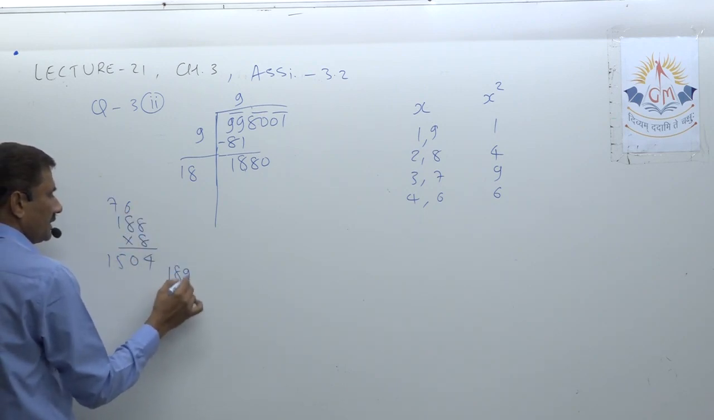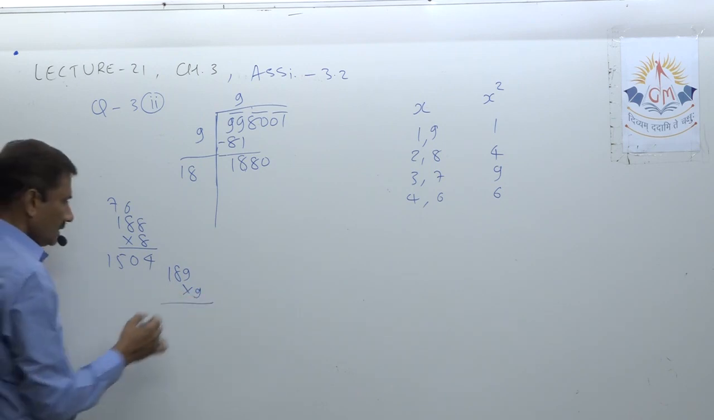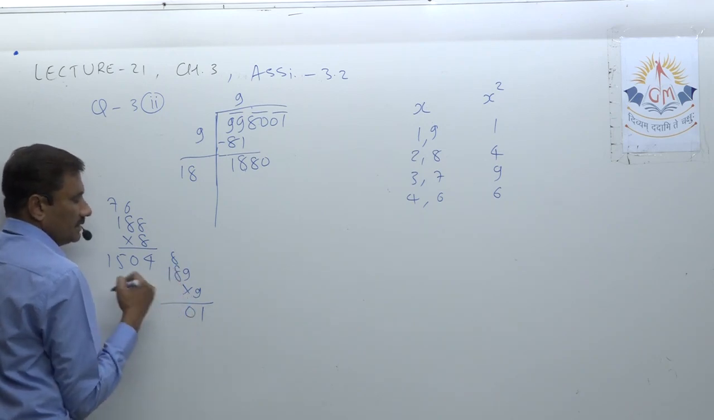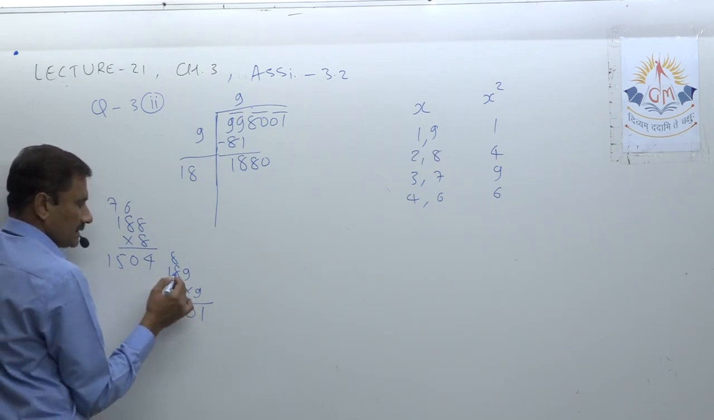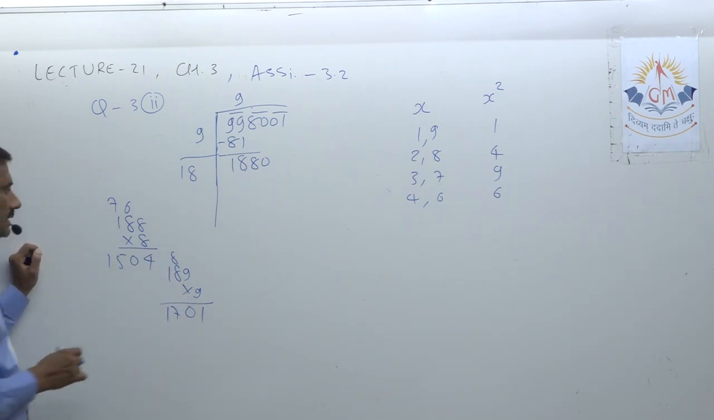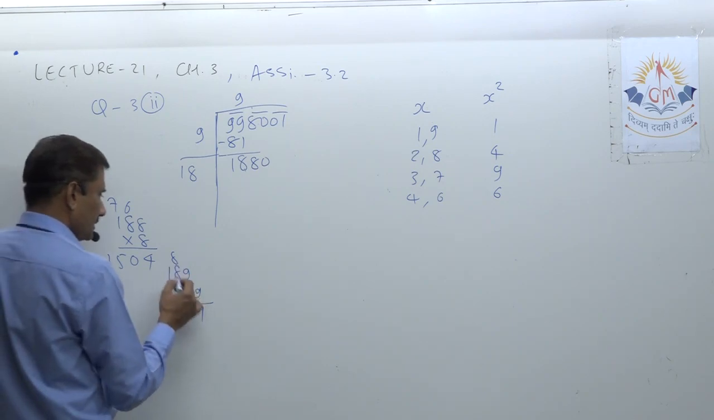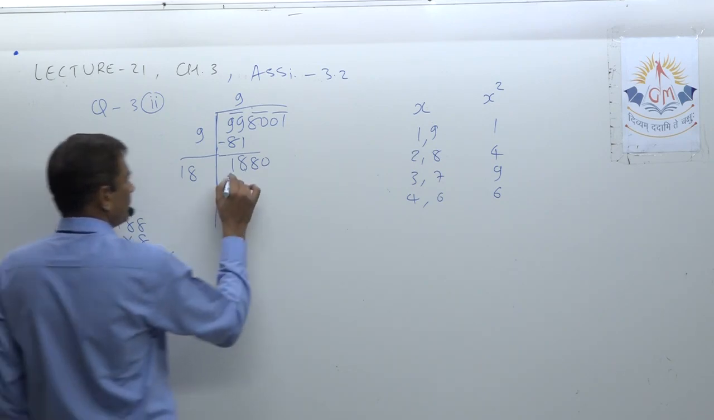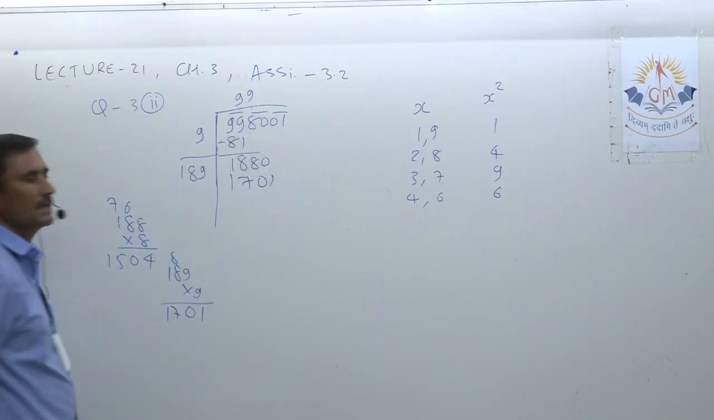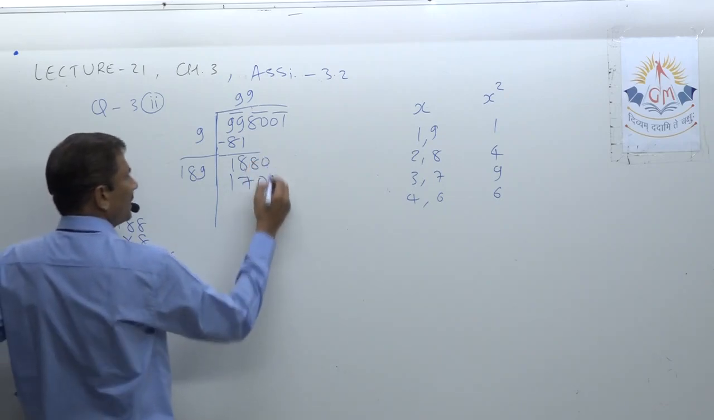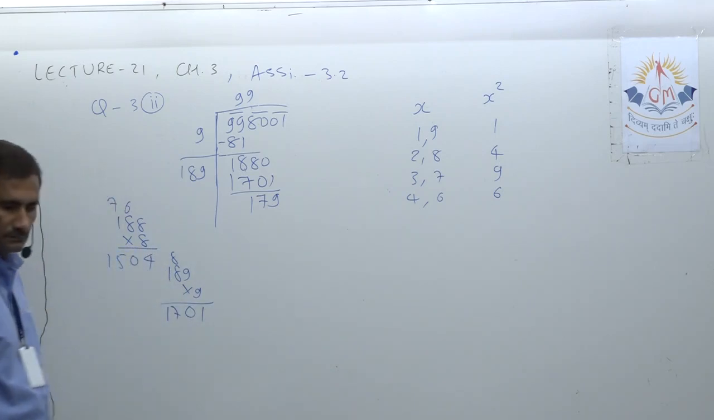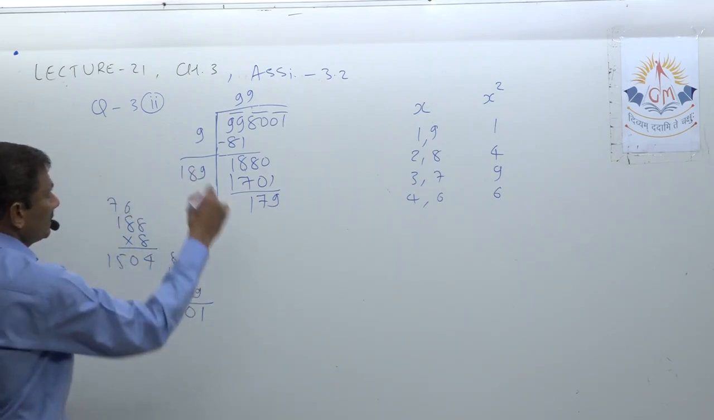Let's check for 189 into 9 also. So 9 nines are 81, 8 nines are 72, plus 8, 80, 72, 1701. I have written here 189 into 9. Okay, so it will be 10 minus 1, 9, 7, 1. Now bring 0, 1 here.